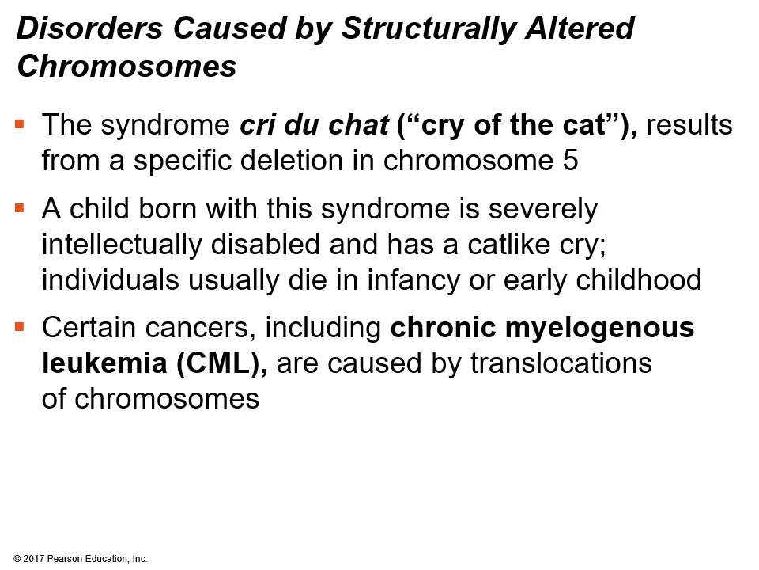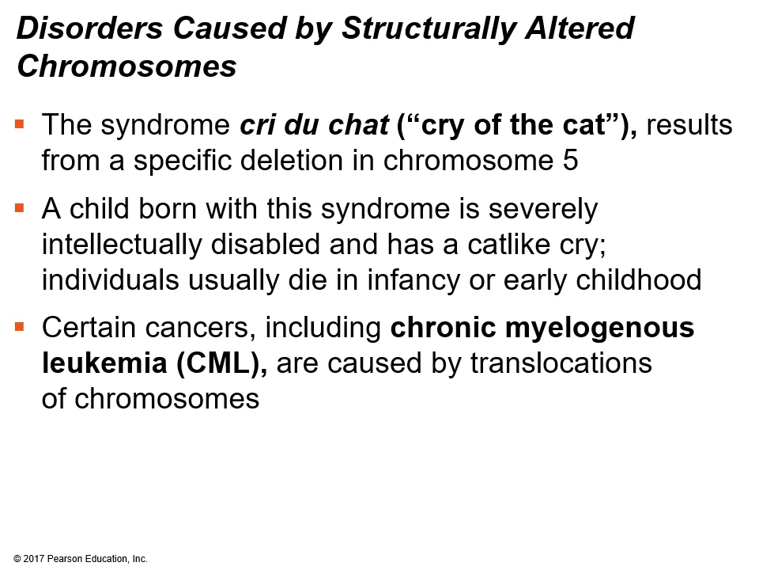The syndrome Cri-du-Chat, I hope I pronounced that correctly, also called cry of the cat, results from a specific deletion in chromosome 5. A child born with this syndrome is severely intellectually disabled and has a cat-like cry. Individuals usually die in infancy or early childhood, sadly.